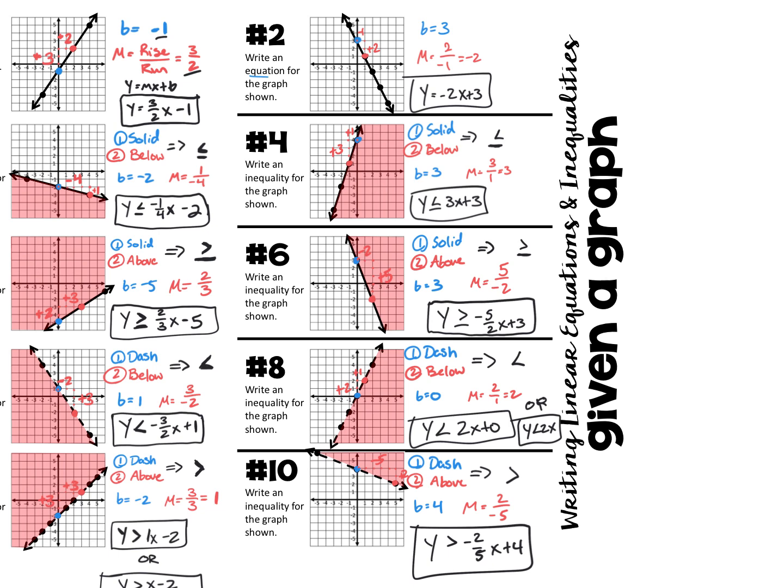Number 8, you should have had y is less than 2x plus 0. Or know that you don't have to have the plus 0. You could have had just y is less than 2x. All right, and then the last one is y is greater than negative 2 over 5x plus 4. Looking at those, do we have any questions on any of them?